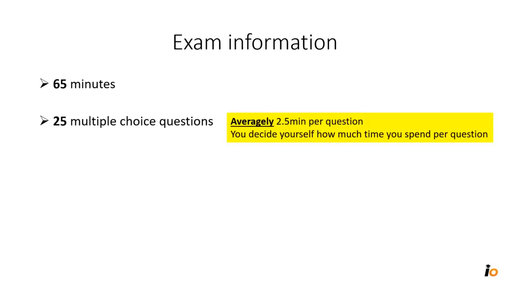This means that you averagely have 2.5 minutes per question. However, you decide yourself how much time you spend per question. You would probably spend more time on a difficult question and less time on an easy question. However, you are in control of how much time you spend per question. From these 25 questions, 18 of them must be correct in order to pass the exam.